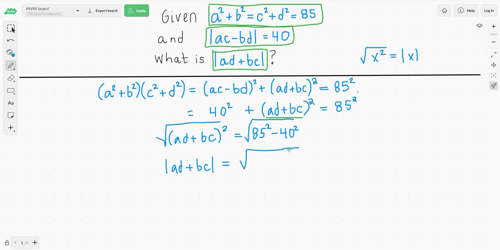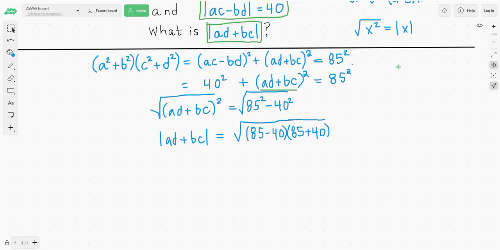And now I'm going to employ the difference of squares formula here. This is the same thing as 85 minus 40 times 85 plus 40. So we've employed the difference of squares formula. Maybe I'll write it up here just to be totally complete. If you have a squared minus b squared, it's a minus b times a plus b. Okay.